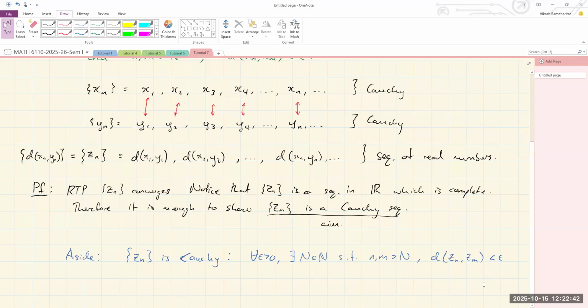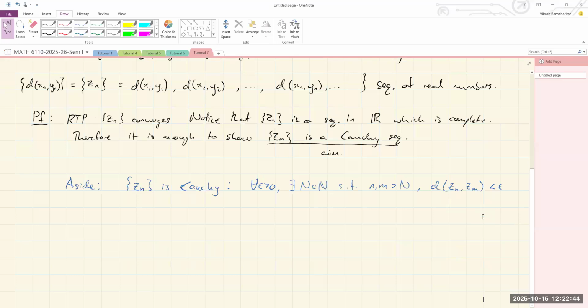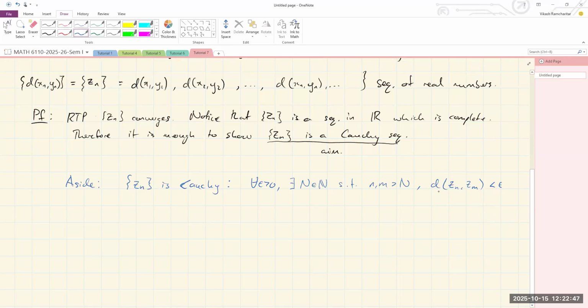Now this distance between Zn and Zm, maybe I shouldn't have put D there, because you might think that's the same metric as on X. Z is a sequence in R, so the distance in R is the usual metric. So it's just the modulus of Zn minus Zm. I just want to write this so we see what exactly we need to aim for. What is this equal to? The modulus of Zn minus Zm.